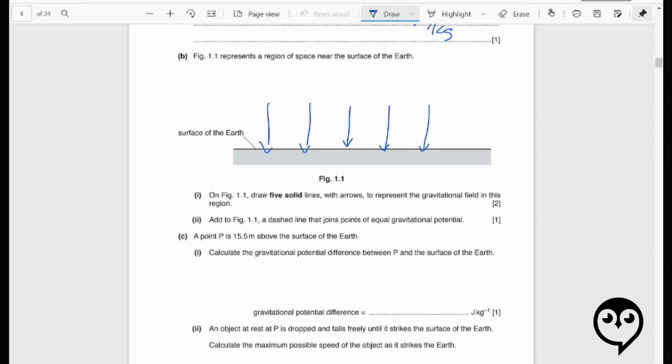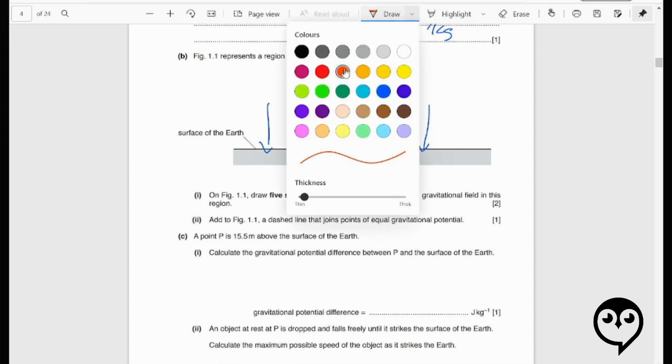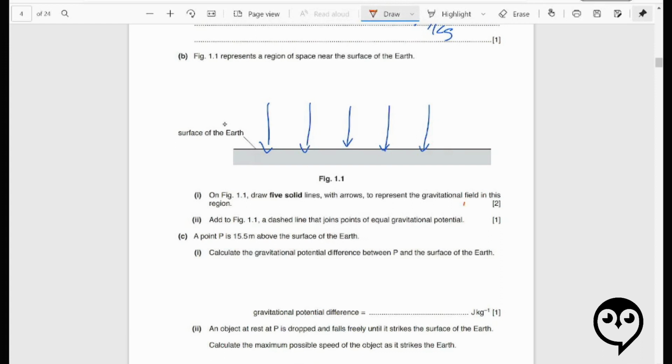Okay, and then it says draw a dashed line that joins points of equal gravitational potential, so an equipotential line. And that's what a contour line on a map is, okay? Think of your geography class. Those are all the similar elevations, and therefore those are equipotential lines. That's what a contour line on a map is.